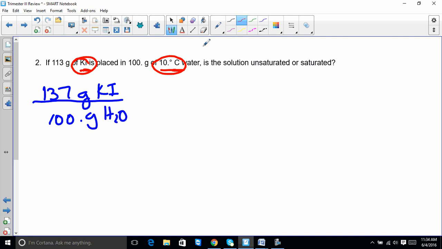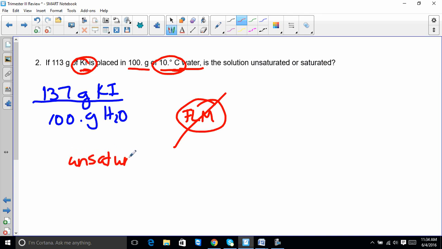Then you look for a water match. It says 100 grams of water. We do not have to do the factor label method. Now we have enough information to answer the question. The question is, if you put 113 in, is it saturated or unsaturated? The answer is unsaturated, because 113 is less than 137. You put in less than 137, so the liquid's not full.